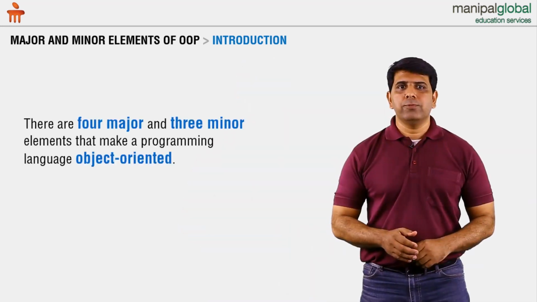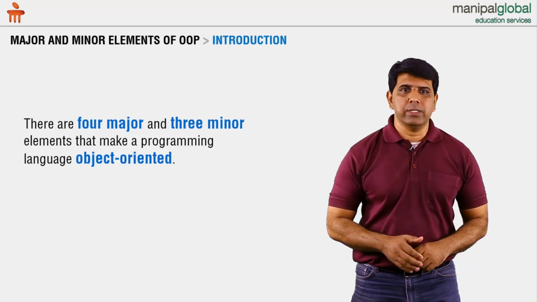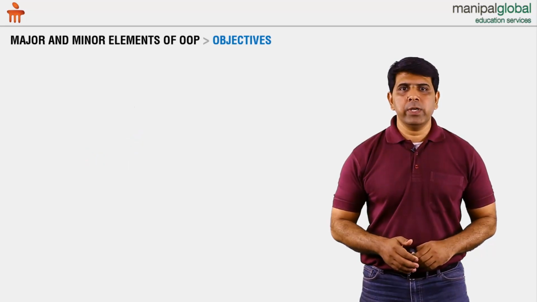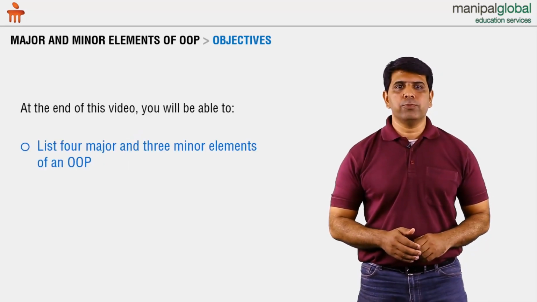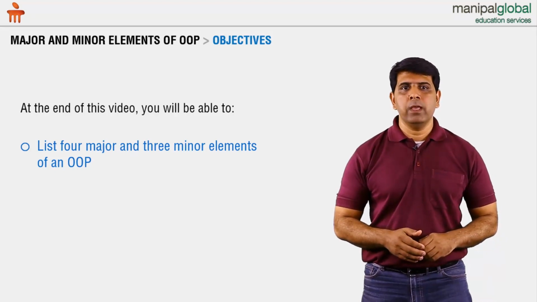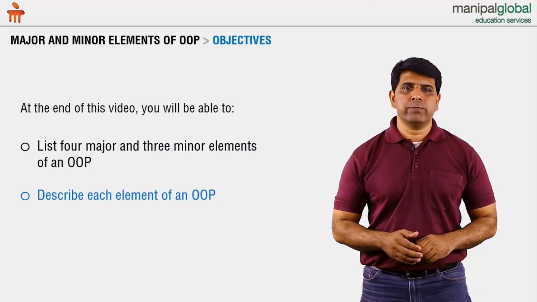Welcome to this lecture on major and minor elements of OOP. Now there are 4 major and 3 minor elements that make an object-oriented programming language special. At the end of this video, you should be able to list out 4 major and 3 minor elements of object-oriented programming, as well as describe each of them.